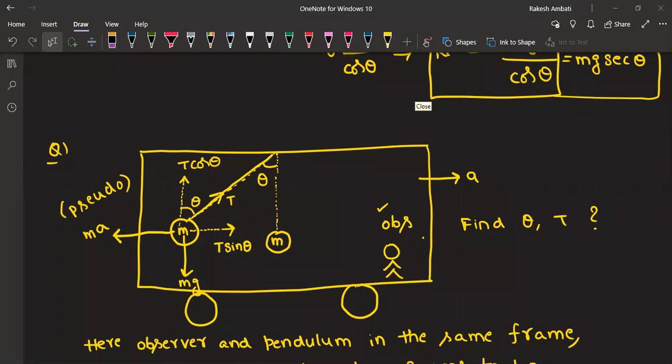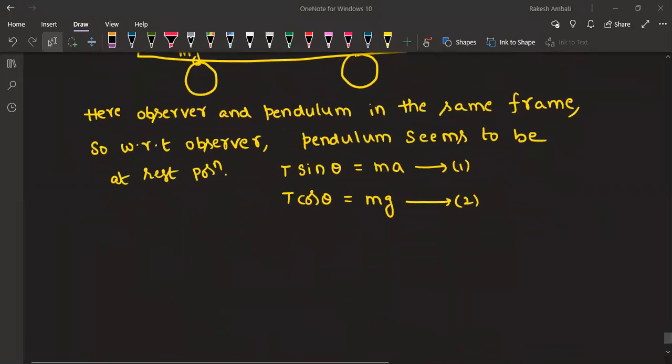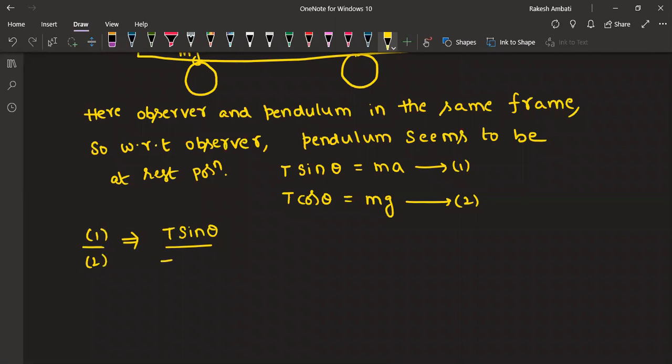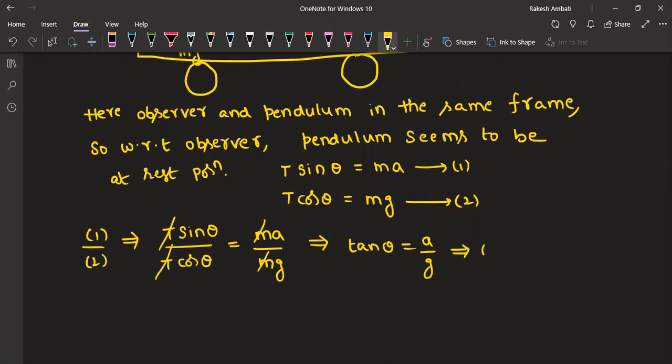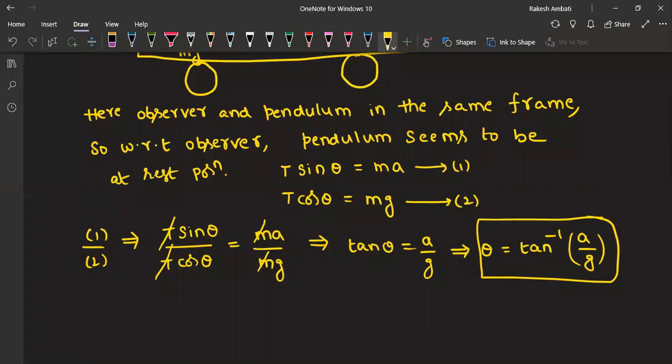Aryan, correct answer. So by balancing forces, these are the equations we have. Do one thing, equation 1 upon equation 2. Divide both equations: T sin theta upon T cos theta equals ma upon mg. The T's cancel out, sin theta by cos theta is tan theta. So tan theta equals a upon g, which implies theta equals tan inverse of a upon g. That is the first question, finding the theta value.